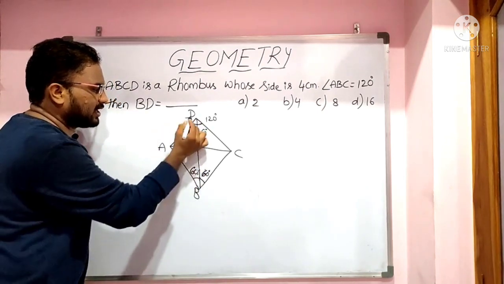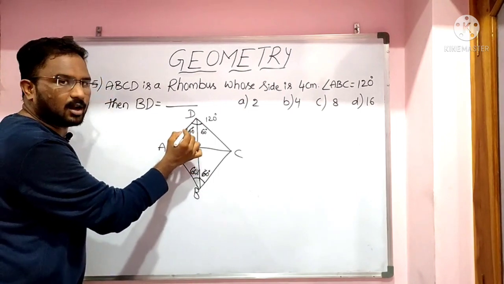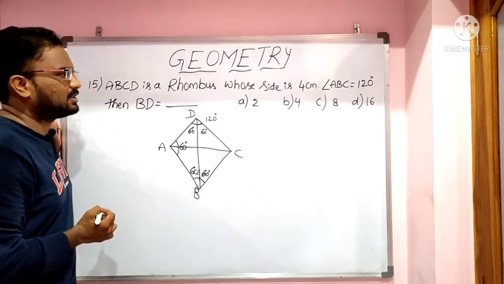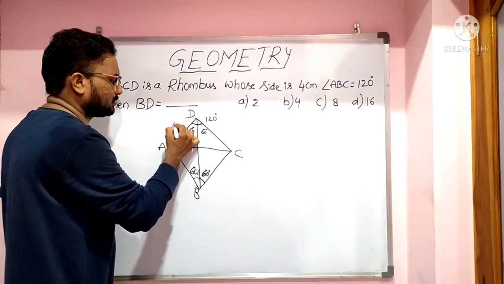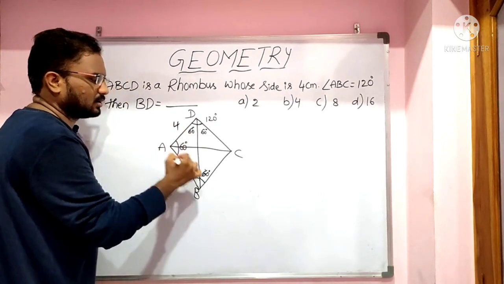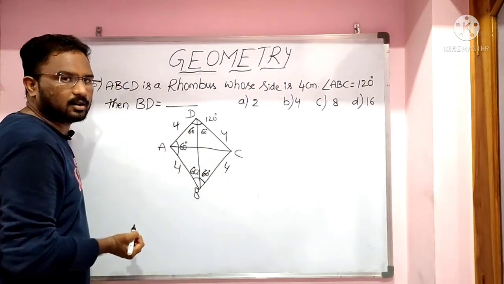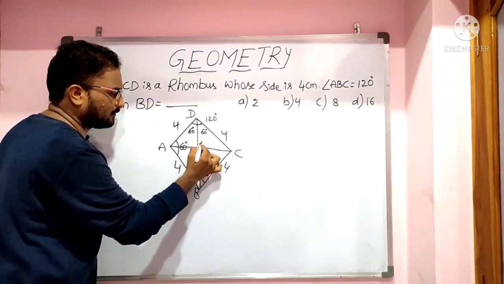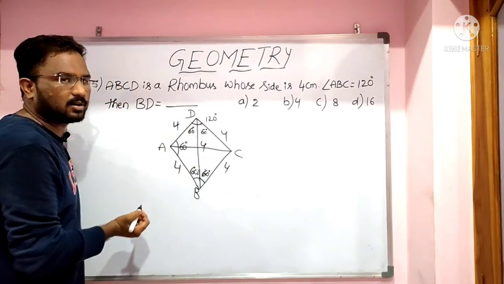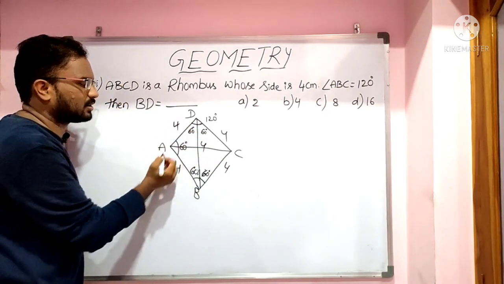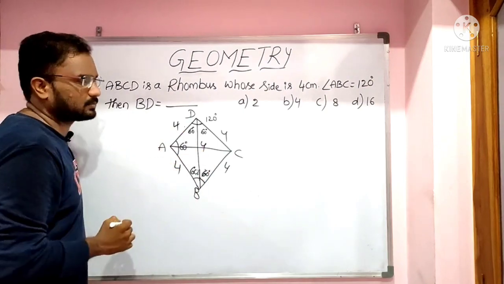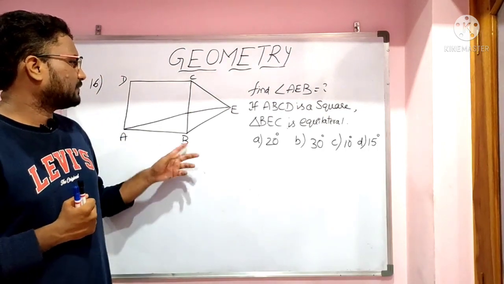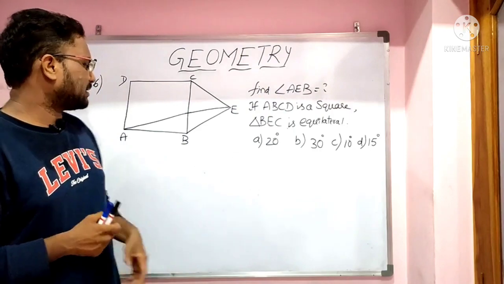So this triangle is an equilateral triangle. In an equilateral triangle, all angles are equal and each angle is 60 degrees. So triangle ABD is an equilateral triangle, and he's given the side of the rhombus. Side of the rhombus is 4. So this is 4 and this is 4, because in a rhombus all sides are equal. So this is an equilateral triangle, so this value will be 4. So the length of BD is 4, because in an equilateral triangle all angles are equal and all sides are equal. If this is 4, this is 4, then this will be 4. So answer 4.